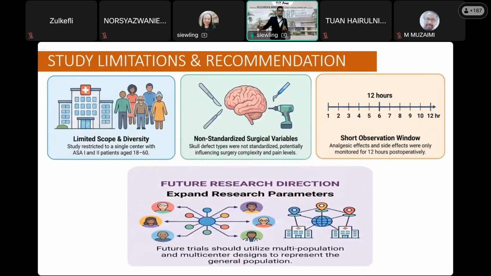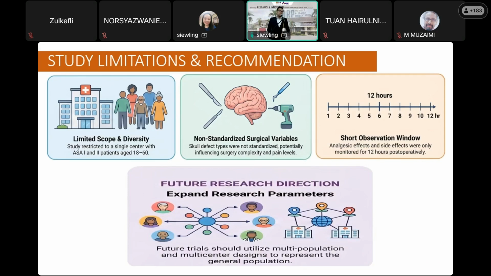And study limitations, of course: adult patients only, and non-standardized surgical variables. Sometimes the patient has bitemporal cranioplasty being done, so this kind of patient might elicit more pain. And we have a short observation window, until 12 hours only. Maybe we need to continue up to 48 hours for us to see how the scalp block performs in the first 48 hours after surgery.